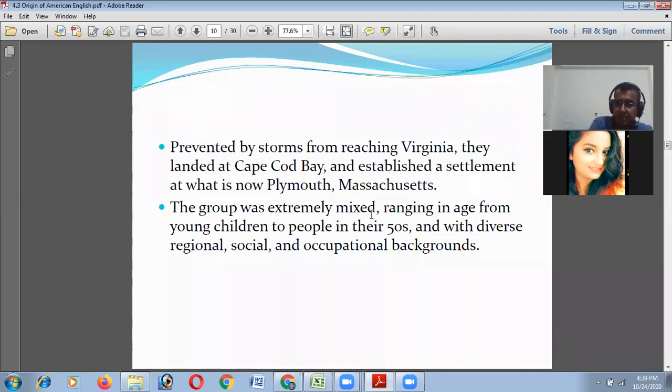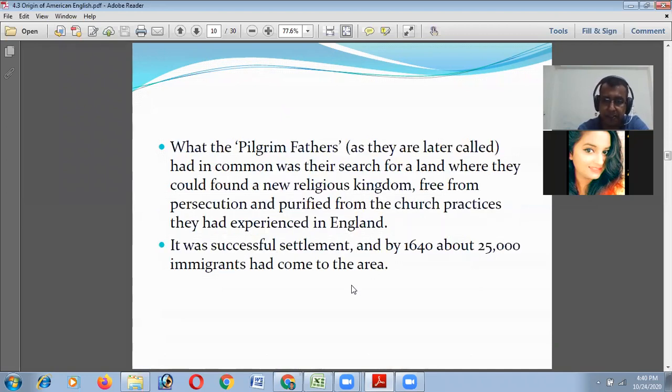This group were extremely mixed, ranging in age from young children to people in their 50s, and with diverse regional, social, and occupational backgrounds. So in Massachusetts, we see a mixture of several religious or ethnic groups, and also ages. The people went there from England. They were young children, and also people in their 50s.